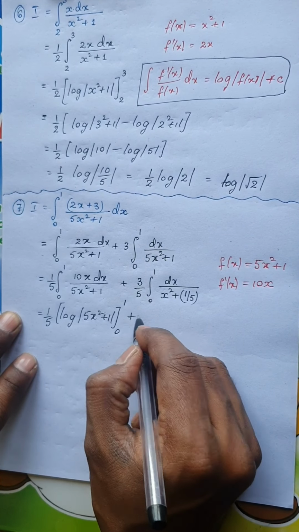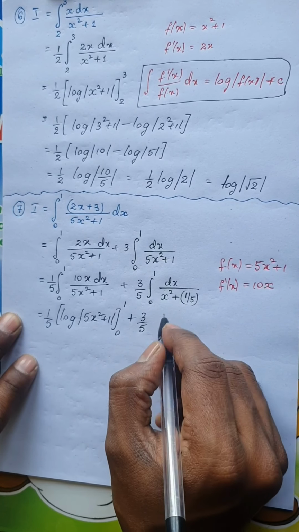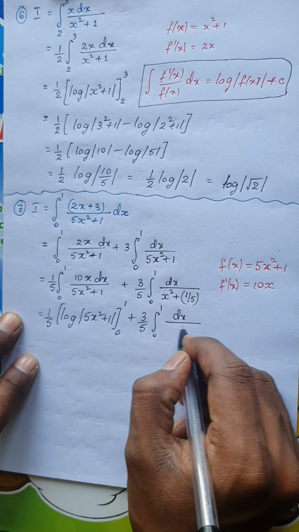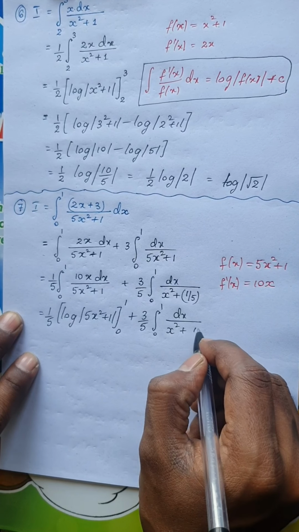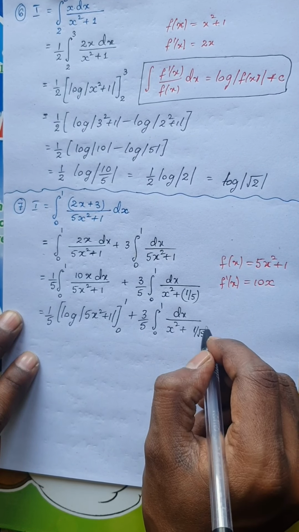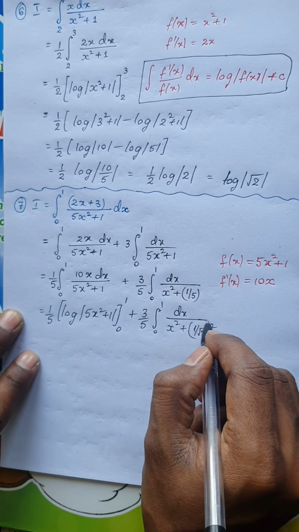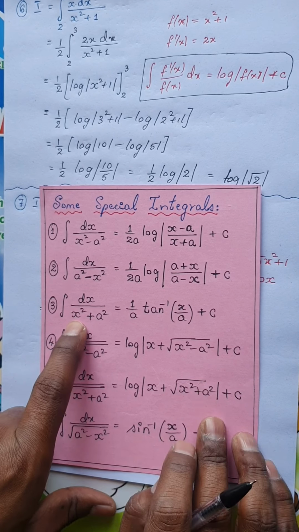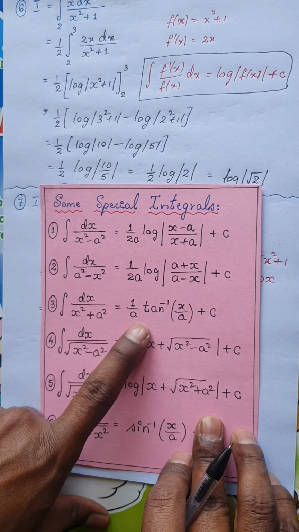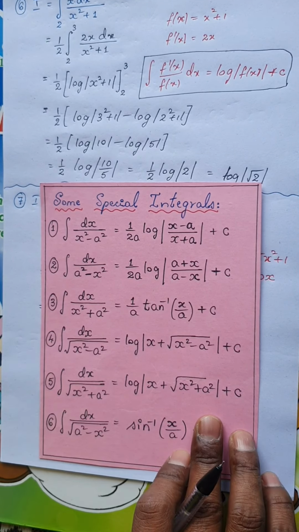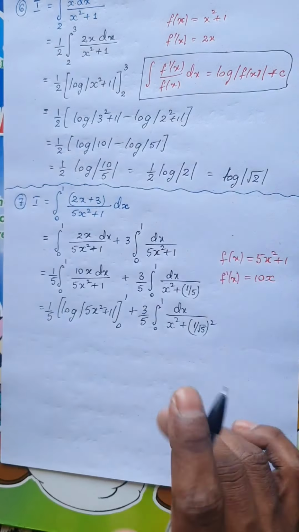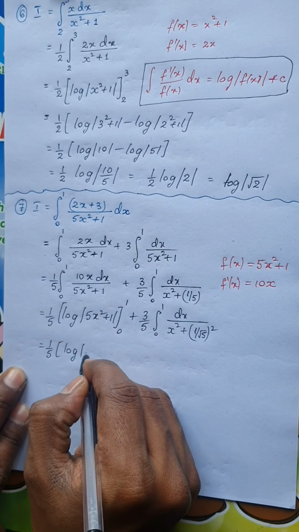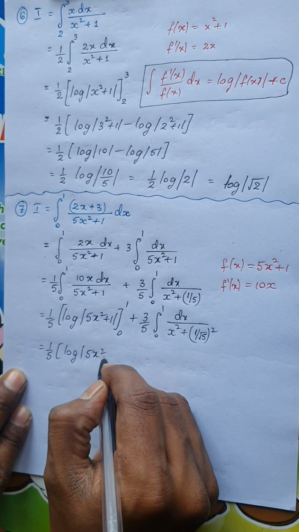Similarly, plus 3 by 5 is outside. Now I am going to write this integral in a special form. This is dx divided by x² + 1 by 5, and I am going to write it as (1 by root 5) whole squared, so that it looks like the standard form dx divided by (x² + a²). So that we can write it as 1 by a tan inverse (x by a) + c. So this is nothing but 1 by 5 as it is, so it is log of mod (5x² + 1).